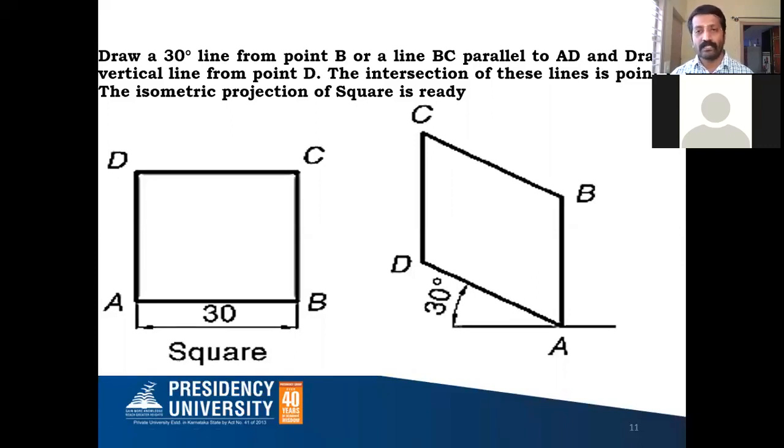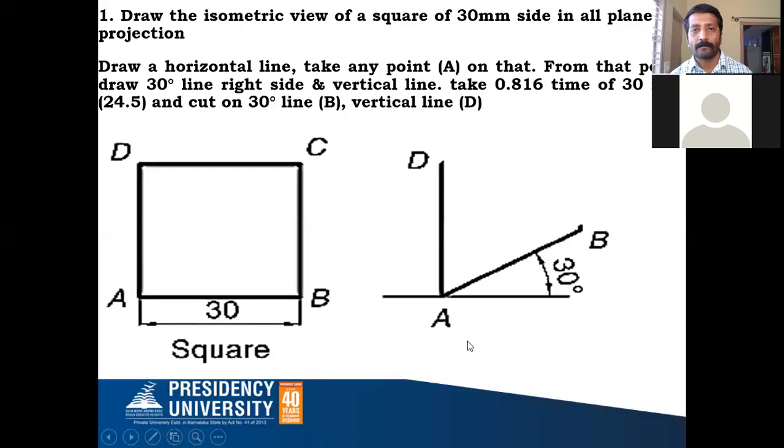Similarly, you take a 30-degree line on the right side and draw a vertical line. One more you can get. So let me show you that also. See, so your square is ready, 30 millimeter. You name it. Draw a horizontal line. You take any one point on this horizontal line. I'll call that A. Draw a 30-degree line on the right side. Draw one vertical projector line.